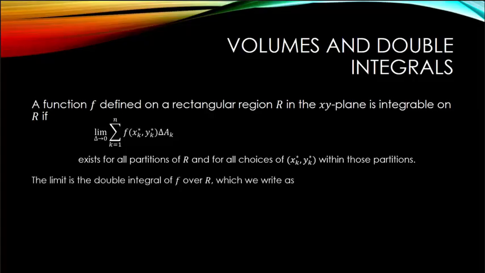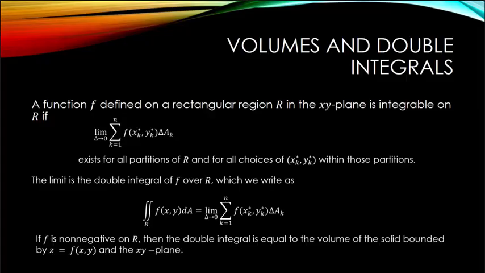The limit is the double integral of f over R, which I can write with two integral signs and an R at the bottom, and the integrand is given by f of x y, and my differential is dA. This is equal to the limit as delta goes to 0 of the Riemann sum from k equal 1 to n of f of x sub k star, y sub k star times delta A sub k. If f is non-negative on R, then the double integral is equal to the volume of the solid bounded by z is equal to f of x y and the xy plane.